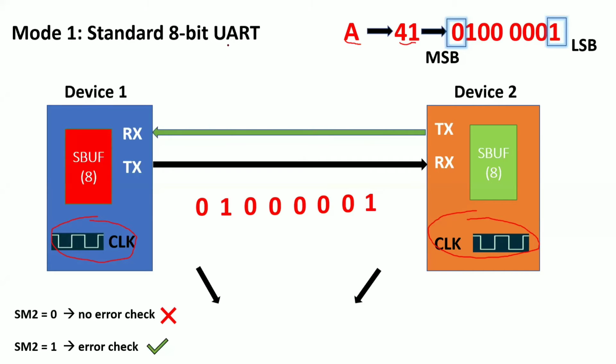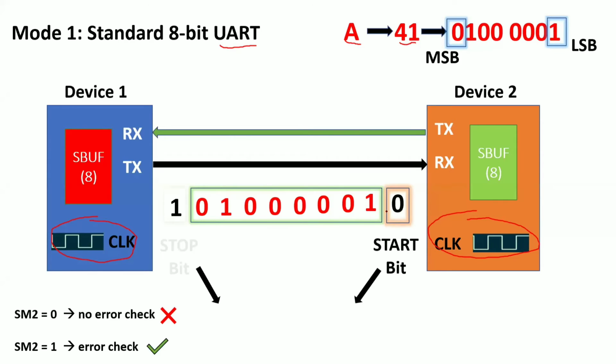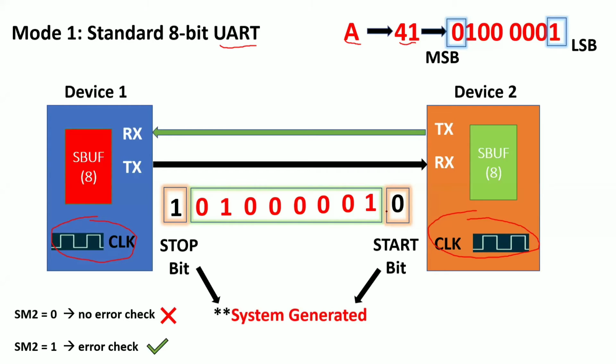Now when I am using the UART, what additional bits do I need to add? That is the start bit and the stop bit. I already told you the start bit is always 0 and the stop bit is always 1. During the transmission of your data, are these start and stop bits added by the programmer or by the system? For every byte transmission in the UART protocol, the start bit and stop bit are always generated by the system, not by the programmer.